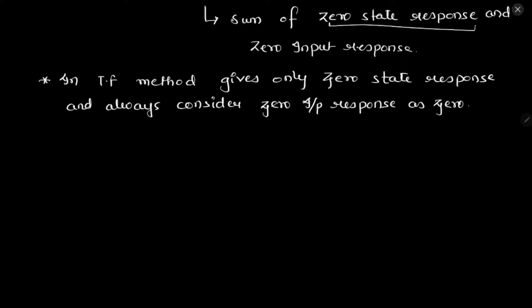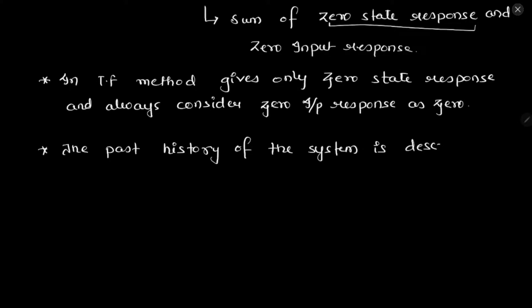Okay, now the past history of the system is described by the state variable, because there is some finite initial condition. So we can tell that the past history of the system is described by the state variable.